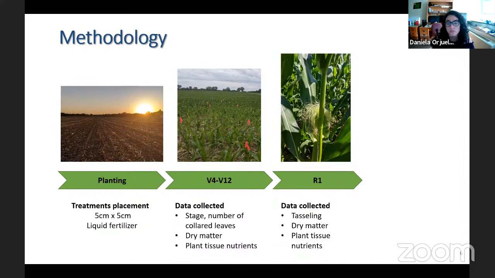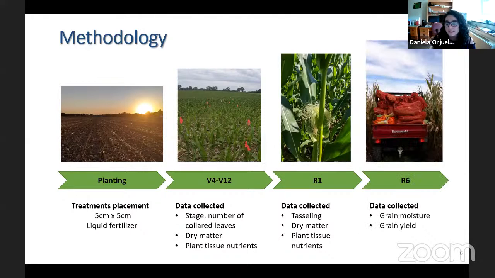After that, we moved to the R1 sampling. We recorded the plants that were already tasseling. We collected whole samples again, and we measured dry matter and plant tissue nutrient amounts. At the end of the season, we did a data collection at harvest with the grain moisture and yield, and additionally, we took whole samples to get plant tissue nutrients.